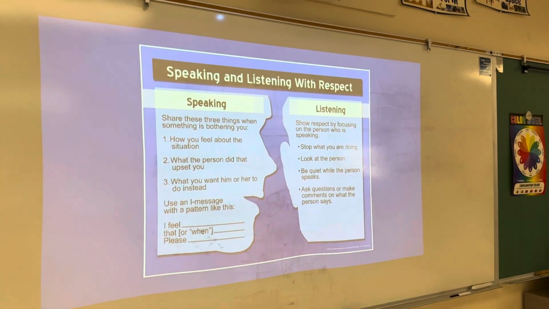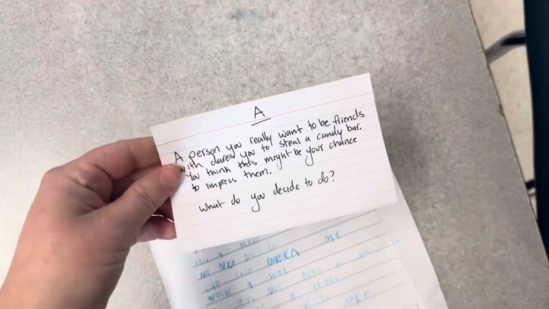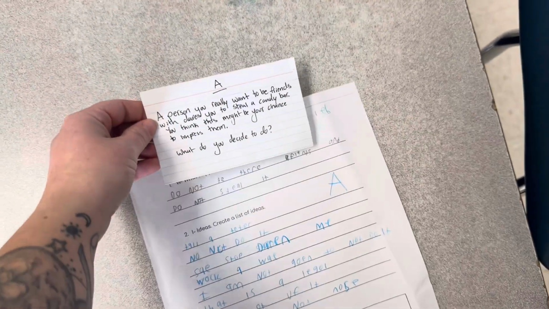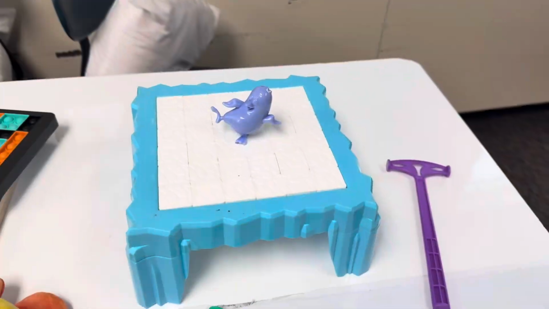And then they finished working on this worksheet that they started last week. They have a situation that they have to work through, and then work through the steps of WISE to figure out how to solve that situation.